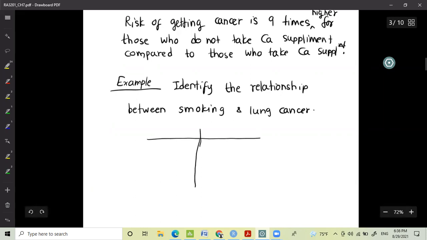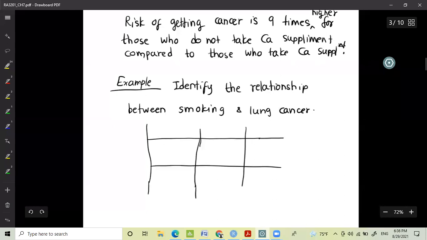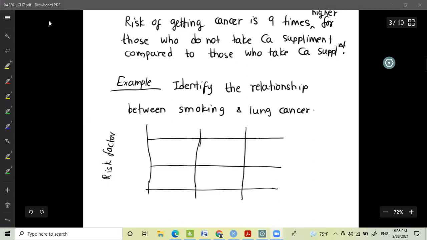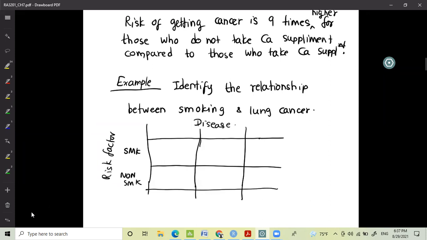So what is the risk factor in this case? What is the risk factor or the exposure in this case? The risk factor is whether they, yes, smoking, whether they smoke or not. So let's say smoking, that is the risk, smoking is the risk, and non-smoking. Okay. And what is our disease? Whether they got the lung cancer, this is the lung cancer. Actually, they are finding whether they were diseased or not.